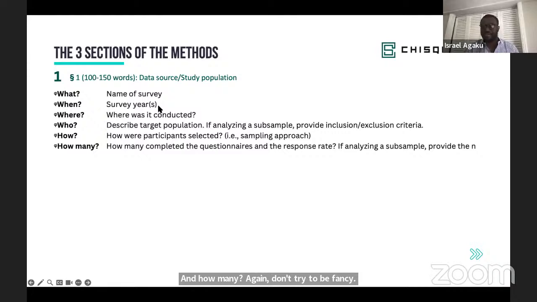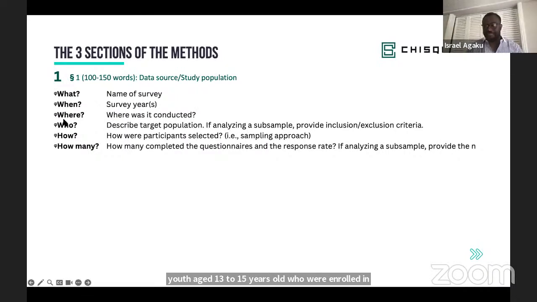What's the name of the survey? This survey was a global youth tobacco survey. Full stop. When? Which survey years are you using? I'm using data from year 2020 or 2021. Just put that. Data was from the year 2021. Full stop. Where? The survey was conducted in South Africa. Full stop. Who? The study population was youth aged 13 to 15 years old who were enrolled in school.